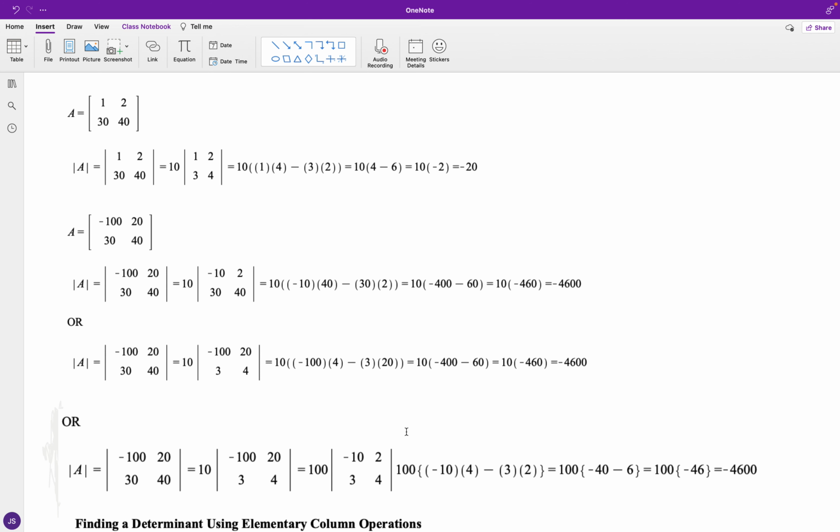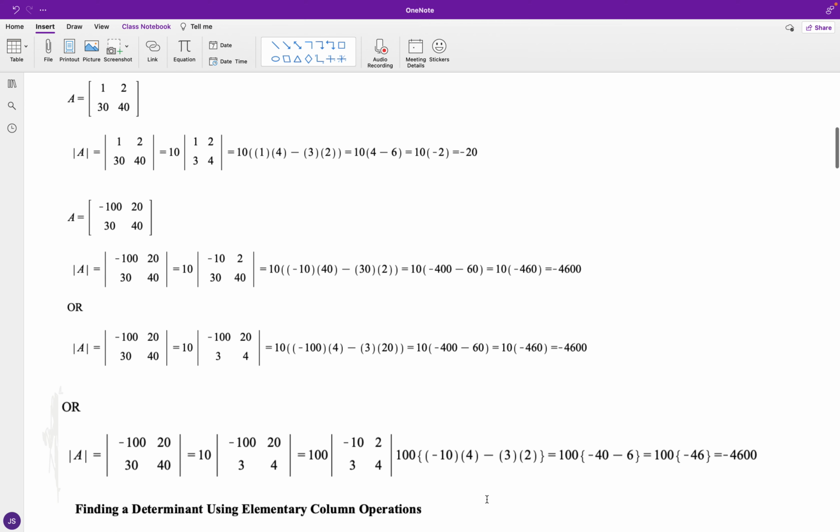And now the inside numbers will be negative 10 and 2, 3 and 4, and looking at taking 100 times the difference of the cross products. So you're going to have 100 times the quantity of negative 40 minus 6. And so we're going to have 100 times negative 46, which will be negative 4,600.